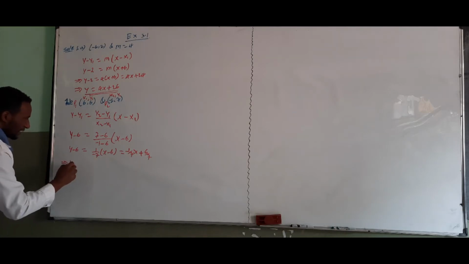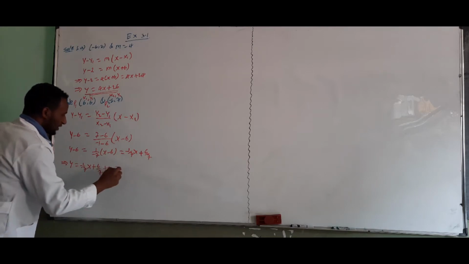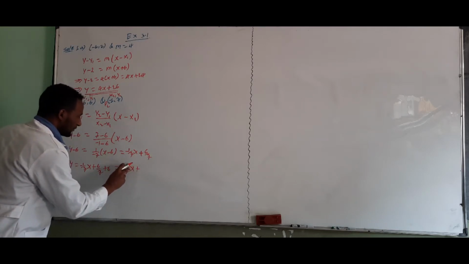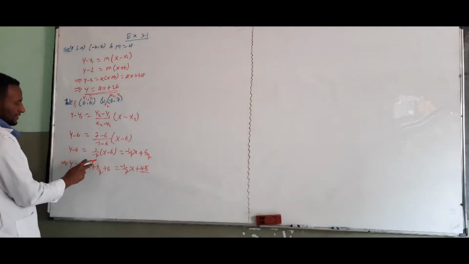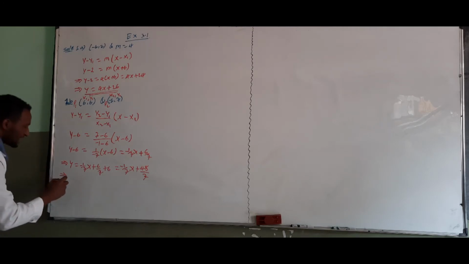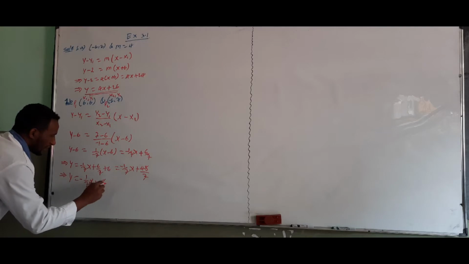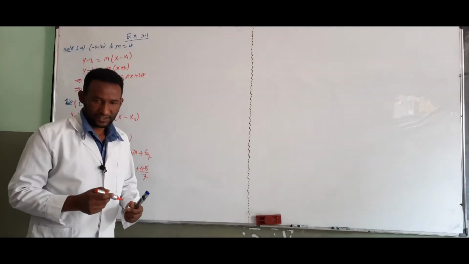negative 1 over 7 x plus 6 over 7. This implies that y is equal to negative 1 over 7 x plus 6 over 7 plus 6, which is equal to negative 1 over 7 x plus 48 over 7, since 42 plus 6 means 48 over 7. This is the equation of the line that passes through (6, 6) and (-1, 7): y is equal to negative 1 over 7 x plus 48 over 7.